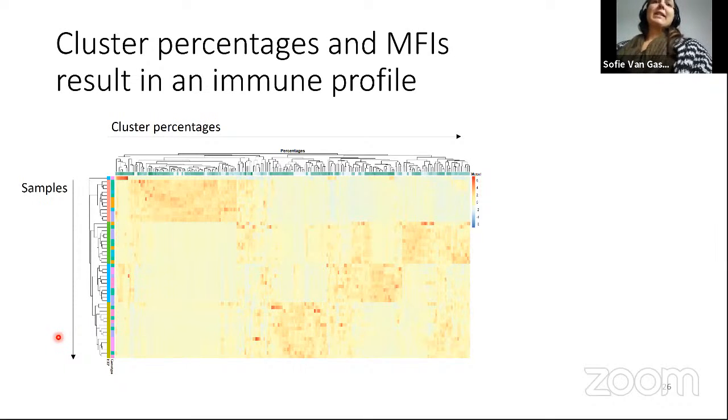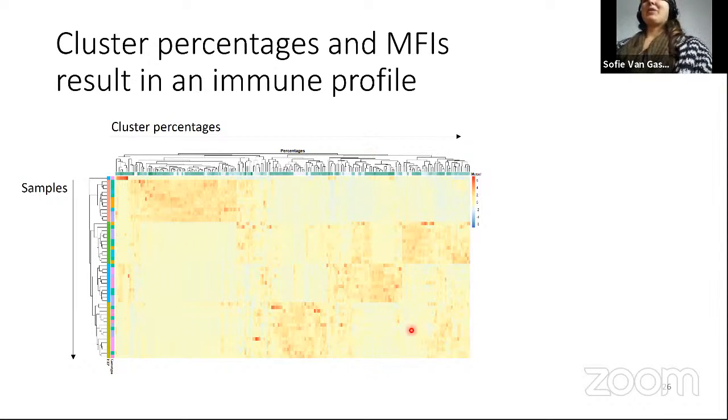Okay. Once the data is clustered, you will get something like this. So what we have here is a heat map, and then we have all the different samples that were measured on the y-axis, and all the different cluster percentages on the x-axis. And this kind of overview table, you can basically get it from any clustering algorithm you would consider. You could even make it with the percentages of your manual gates, of course, as well.